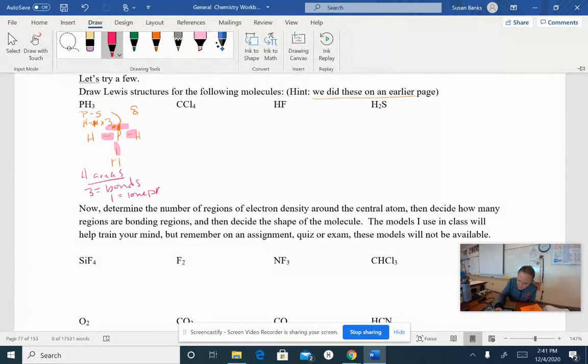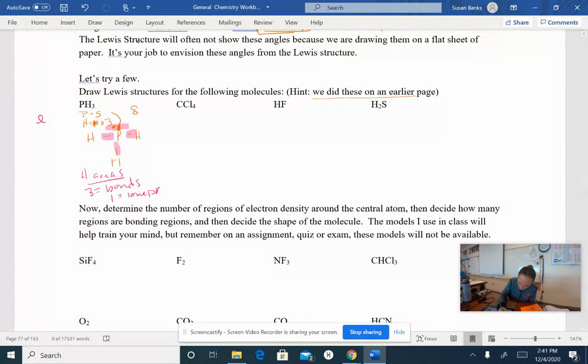So our electron geometry here is going to be tetrahedral, but our molecular geometry is going to be trigonal pyramidal.